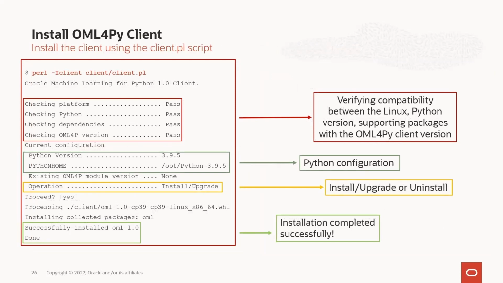And here is the client installation using the client.pl script. The first thing that it will do is verify that you have the correct Linux version, Python version, and the versions of the supporting packages that we certified with. You will get an error if you don't, so you will be warned before the installation proceeds. Then it verifies that it has the correct Python configuration, so you'll want to look for that. The default operation is to either install or upgrade. And then when it's finished, you'll see that the OML module is installed, and you'll get a message that OML4Py client 1.0 was successfully installed.